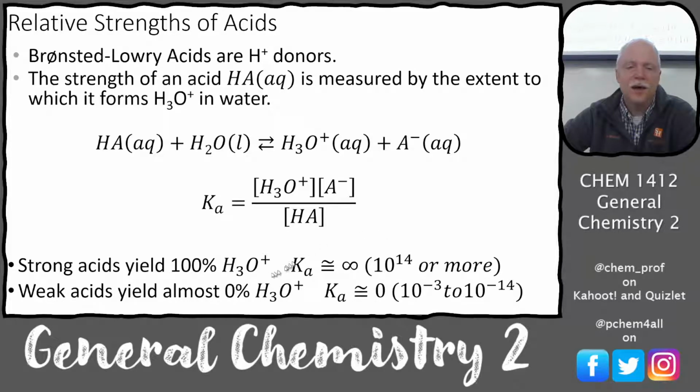Weak acids yield almost zero hydronium ion. And so Ka is almost zero because the numerator is zero. And so 10 to the minus 3 down to 10 to the minus 14, those would be really weak acids. So we can just look at Ka and determine how strong that acid is.